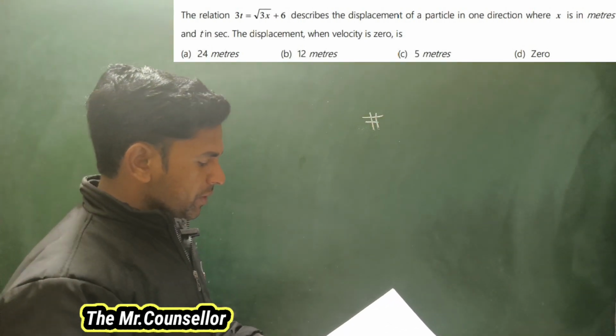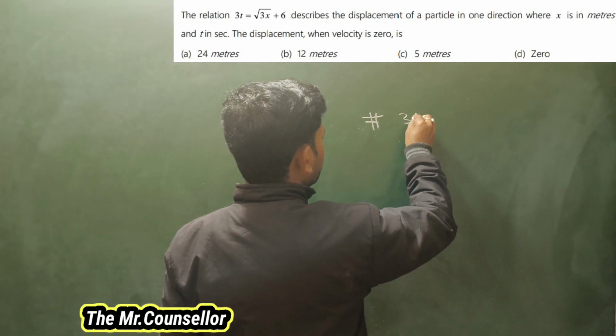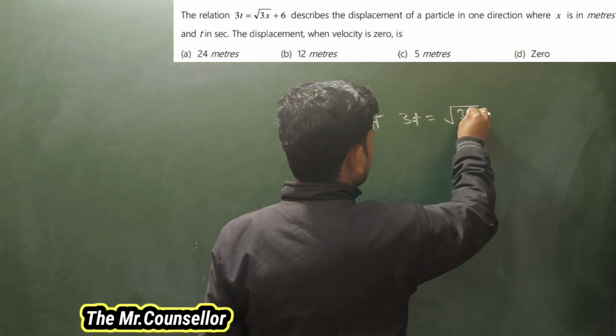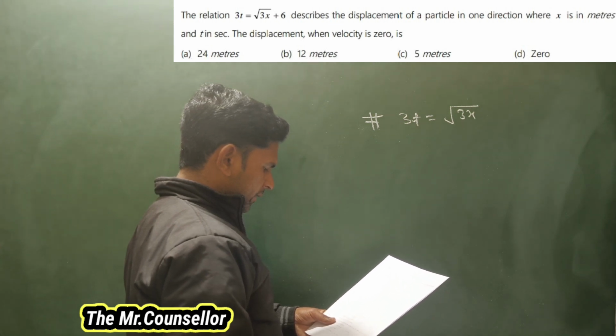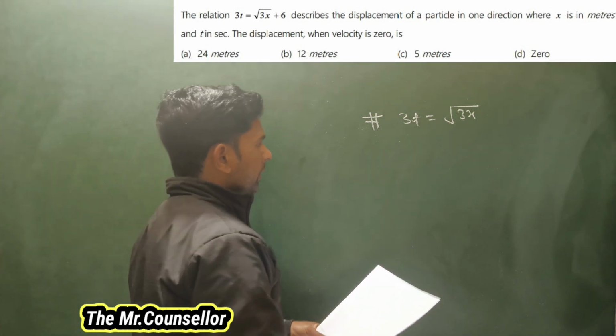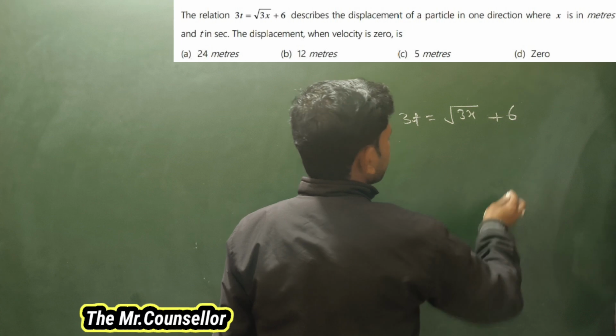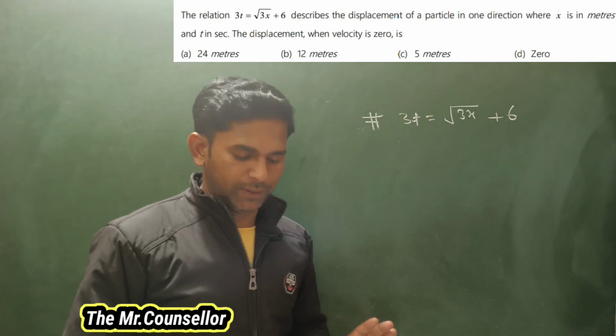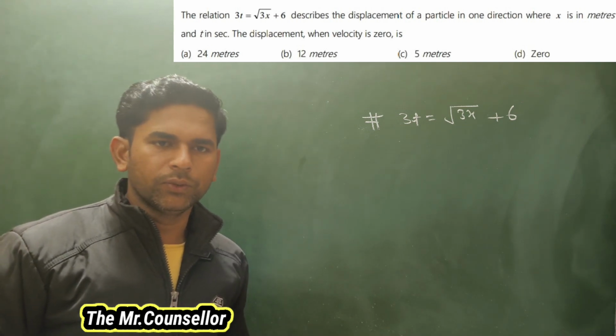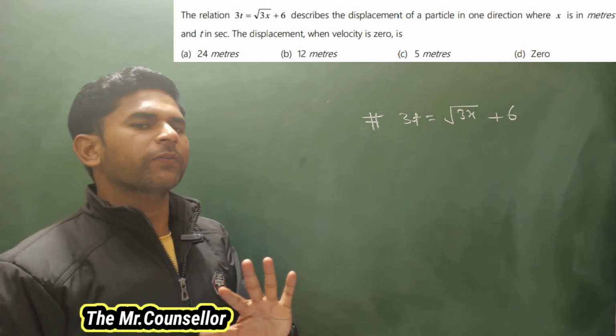There is one equation given: 3t = √(3x) + 6. And what they are telling is that we need to find the displacement when velocity is 0. So we need to find the displacement when velocity is 0.